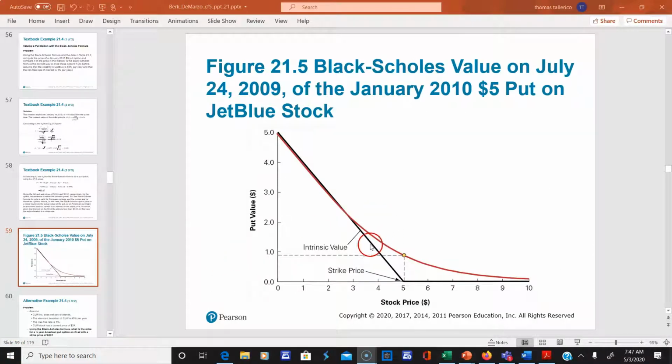So again, here is the intrinsic value for the put, the blue line, which doesn't include the time value of the option. And here is the red Black-Scholes curve from what we just calculated, for different stock prices, and that will include the time value. So you can see there's a little more put value there. So it's an important idea, okay?